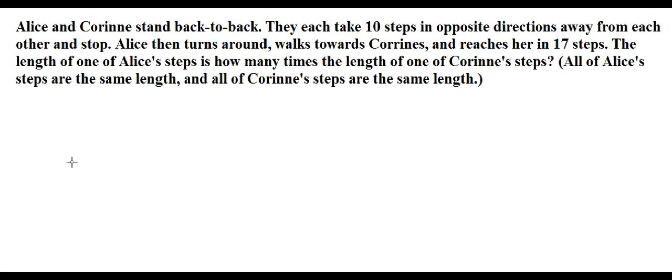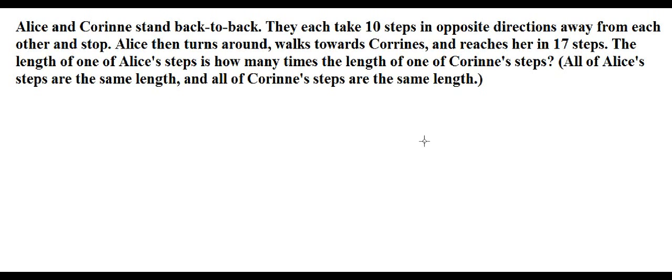So the question says, Alice and Corinne stand back to back. They each take 10 steps in opposite directions away from each other and stop. Alice then turns around, walks toward Corinne, and reaches her in 17 steps. The length of one of Alice's steps is how many times the length of one of Corinne's steps? All of Alice's steps are the same length, and all of Corinne's steps are the same length.